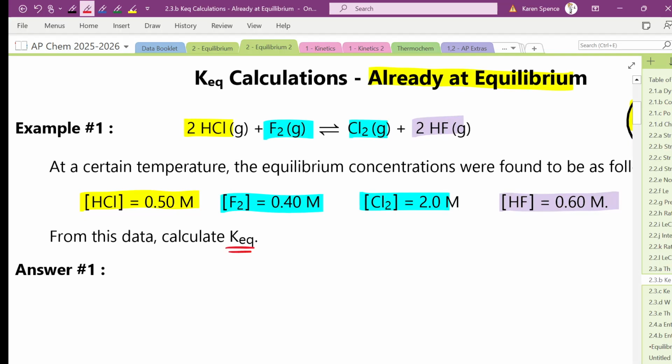In order to calculate a KEQ, you must first write the KEQ expression. Okay, and if you recall, the KEQ expression is the mathematical expression with the things in concentration brackets.